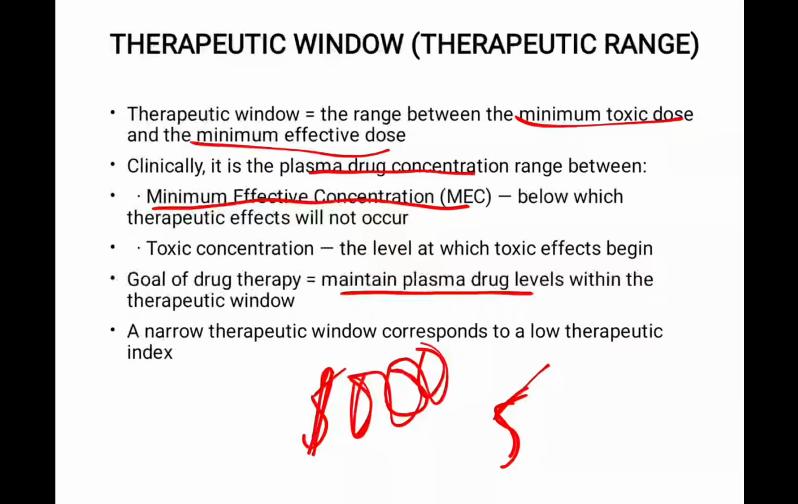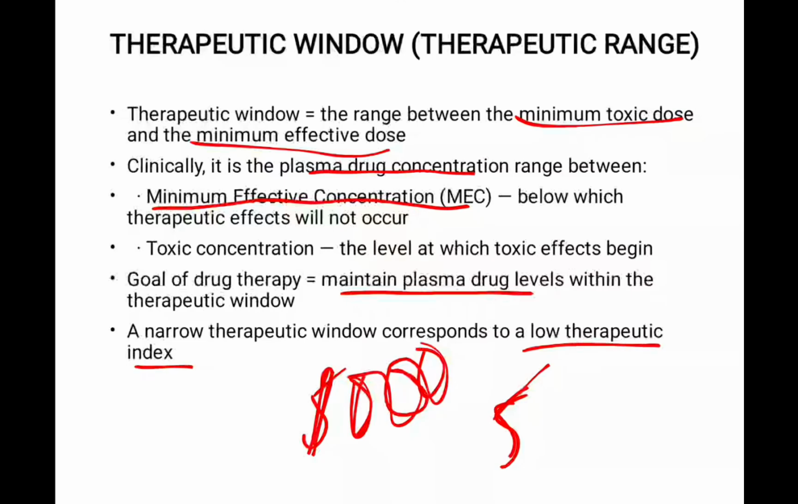concentration, that means the goal of therapy is to maintain the plasma drug concentration within, it could be 8 milligrams, it could be 20 milligrams, it could be 30 milligrams, it could be 50 milligrams, but as long as it does not exceed 1000 and as long as it is not below 5 milligrams, that's the goal of therapy. So a narrow therapeutic window corresponds to a low therapeutic index.